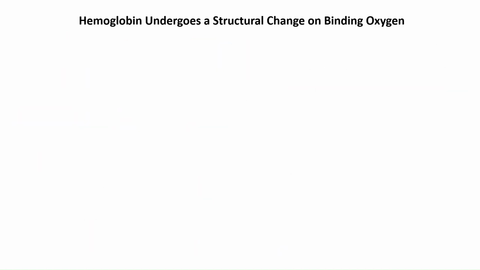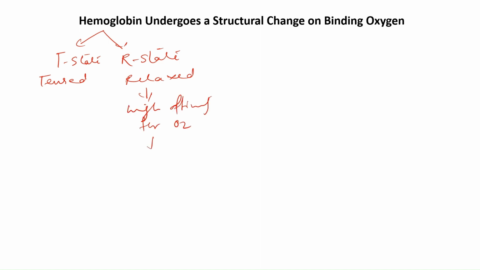Now, binding of oxygen causes structural change in hemoglobin. Hemoglobin has two major conformations. These are called T state and R state. T stands for tense and R stands for relaxed. The R state has high affinity for oxygen. Therefore, binding of oxygen stabilizes the R state. That means the R state is the state of oxyhemoglobin, the hemoglobin bound with oxygen.